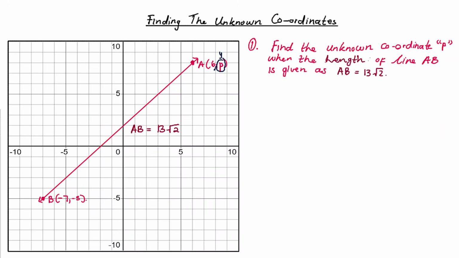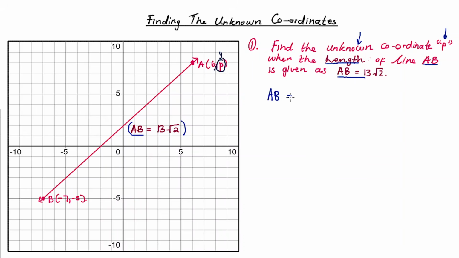Okay, now we are now given the length. For this exercise, we are given the length. We are told that length AB is 13 square root 2. Find the unknown coordinate P when the length of AB is given as 13 square root 2.